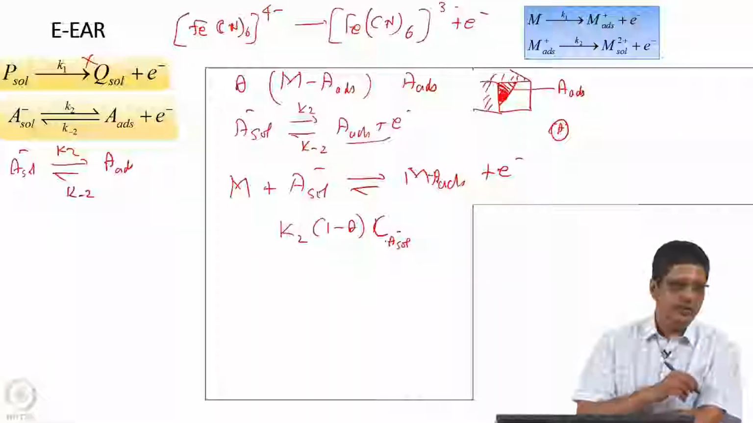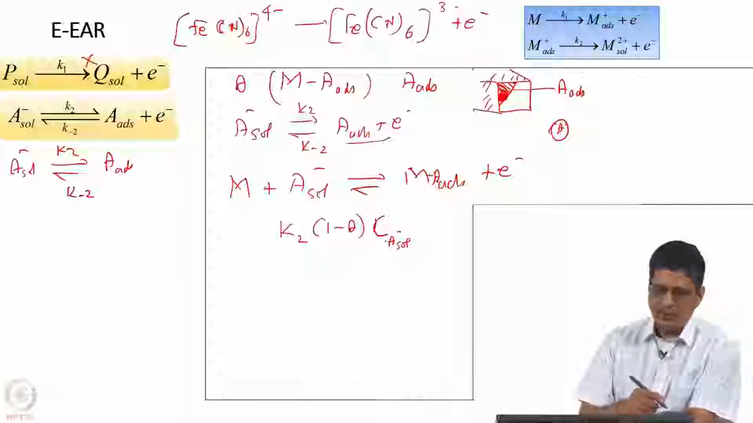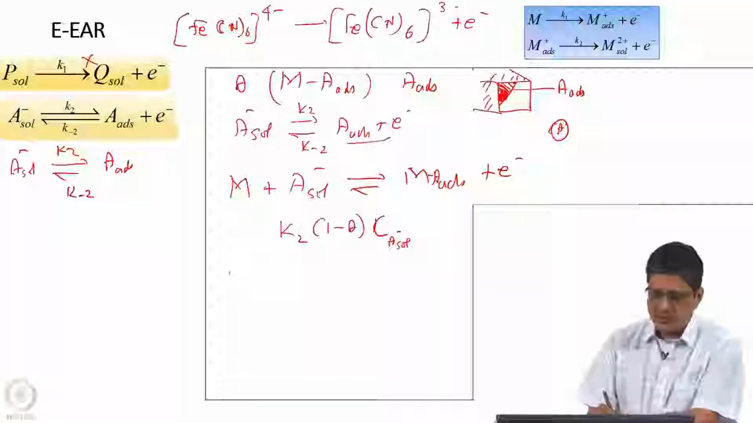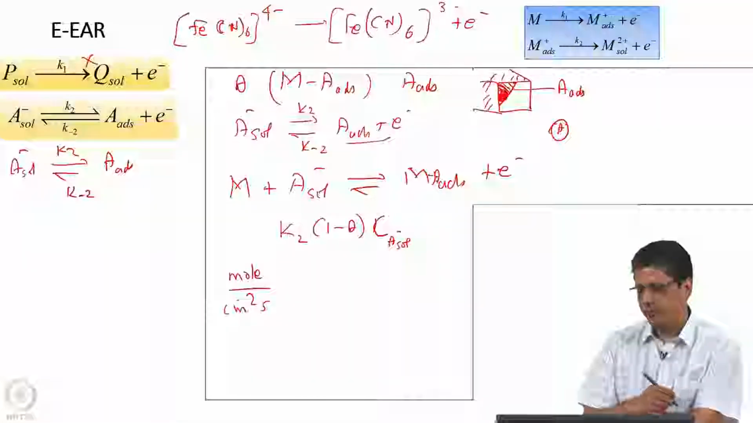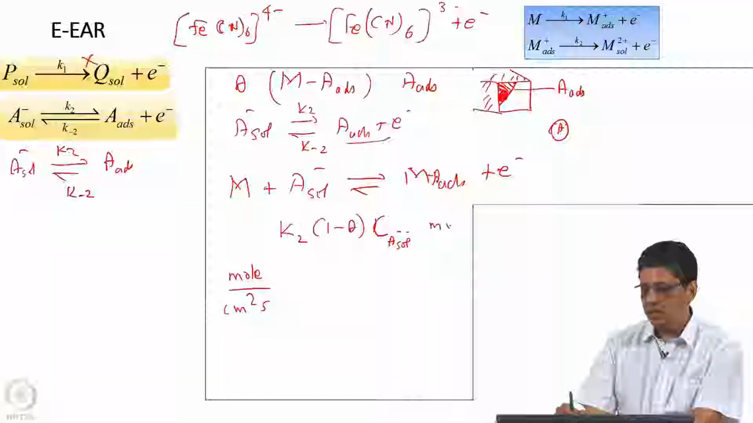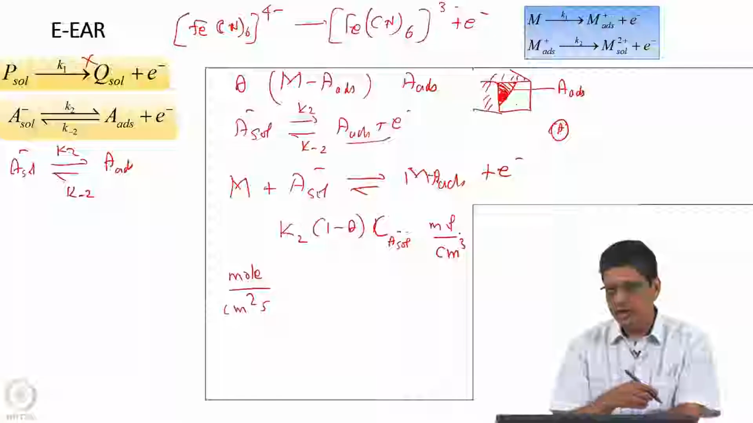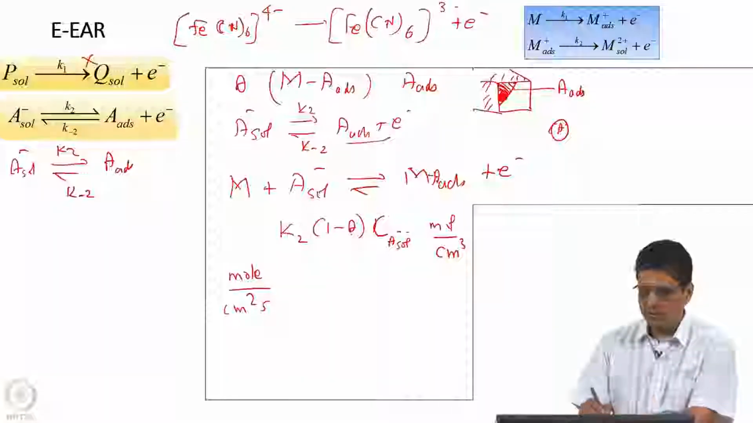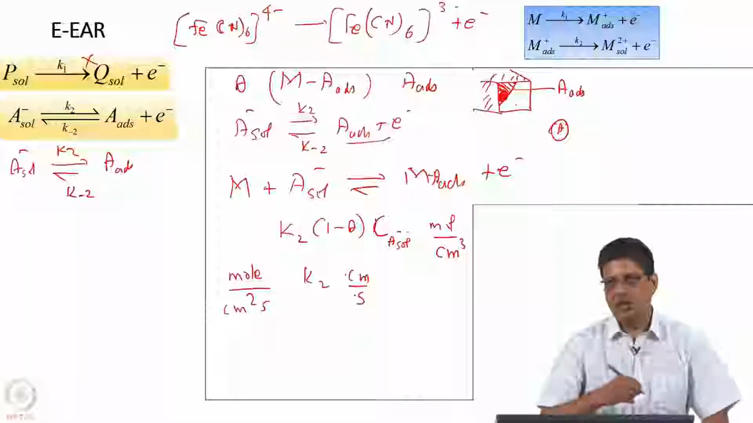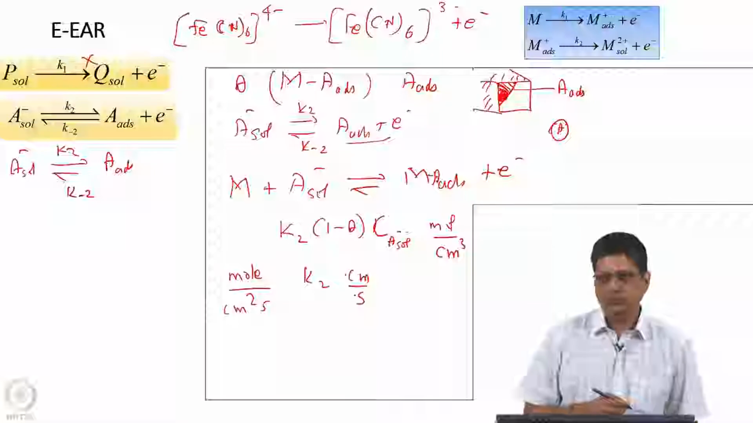What are the units of K2? This rate is going to be moles per area per time, right. This is going to be moles per volume, typically moles per liter, but we can convert this to moles per centimeter cube. Theta does not have any unit, so the K2 unit is going to be centimeters per second. Does it make sense? Okay.